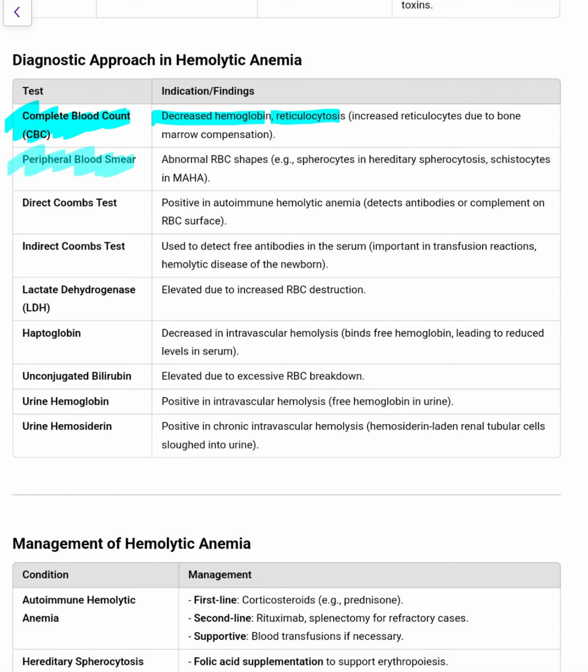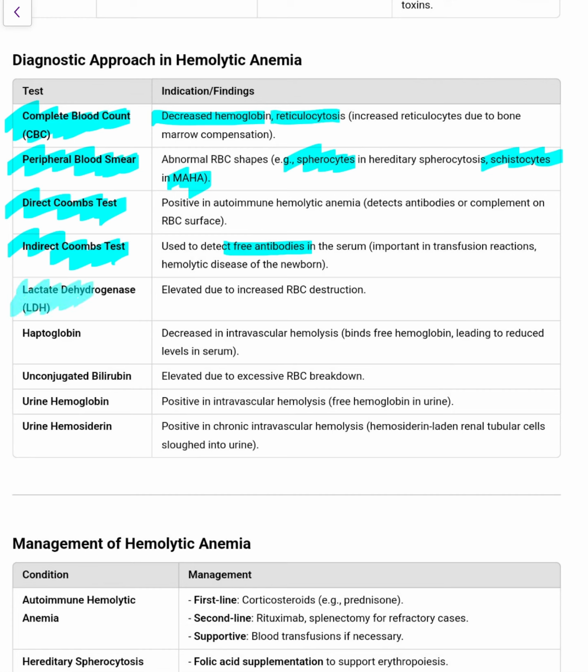PS smear, peripheral blood smear, what will you get? Abnormal RBC shapes like spherocytes in HS, schistocytes in MAHA. And we'll do the direct Coombs test. We'll get positive in autoimmune hemolytic anemia. Next, the indirect Coombs test also we can do to detect the free antibodies in the serum. Like if you see in the transfusion reaction and hemolytic disease of the newborn, we'll get free antibodies inside the serum of the patient.